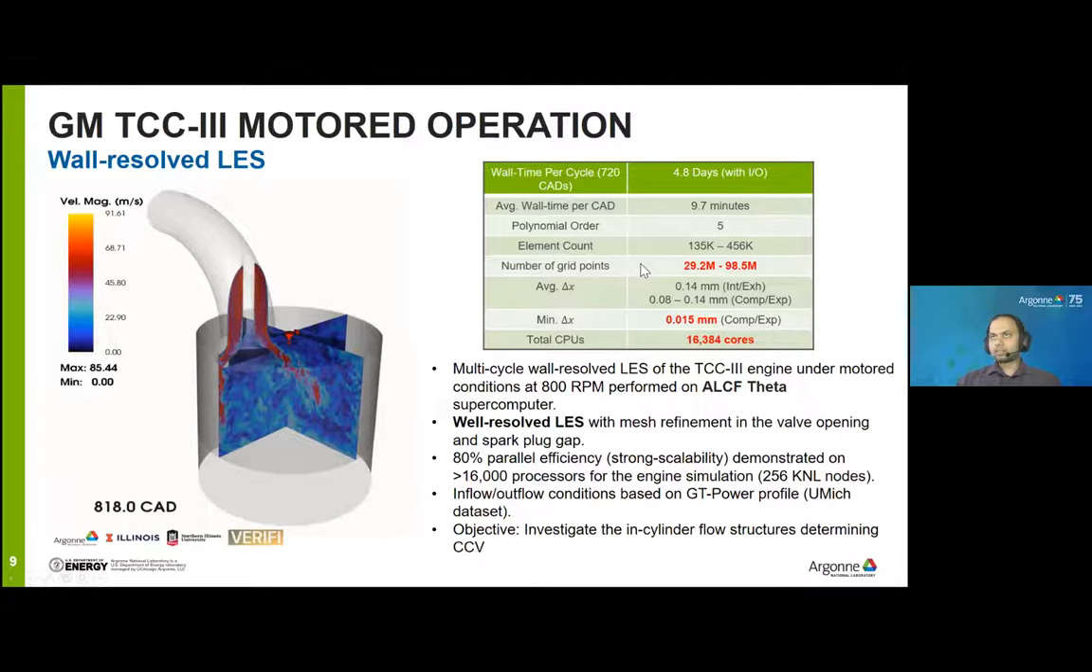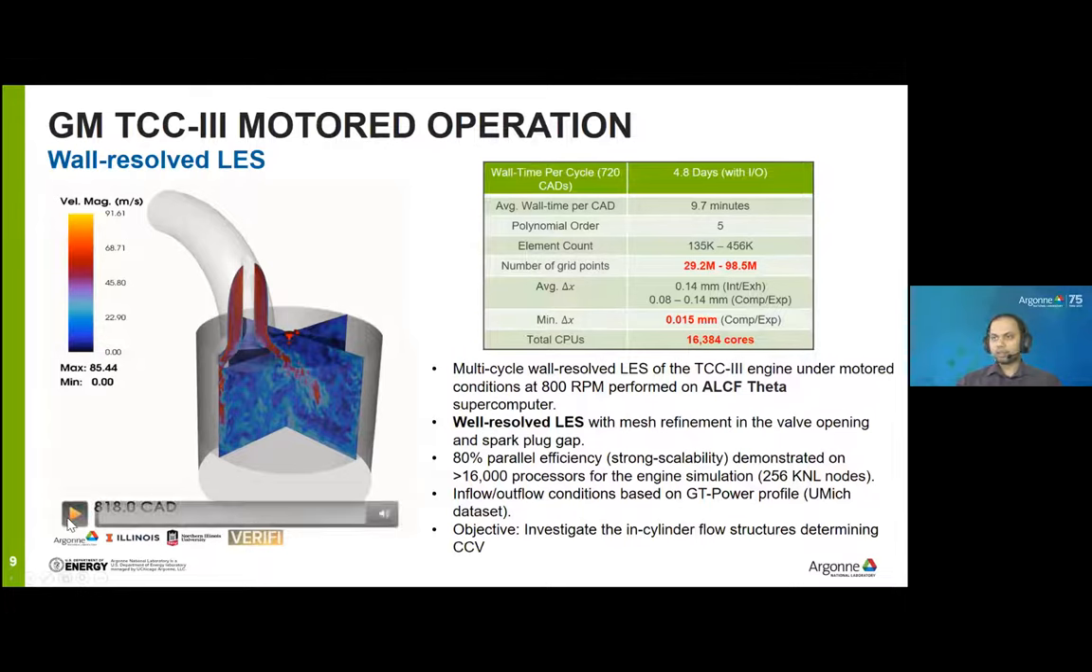So we start with the wall resolved LES calculation. Some details of the meshes are shown here. We have around 30 to 100 million grid points with minimum grid size of around 15 micron. And these simulations were performed on Argonne's Theta supercomputer. We ran these on around 16,000 processors.